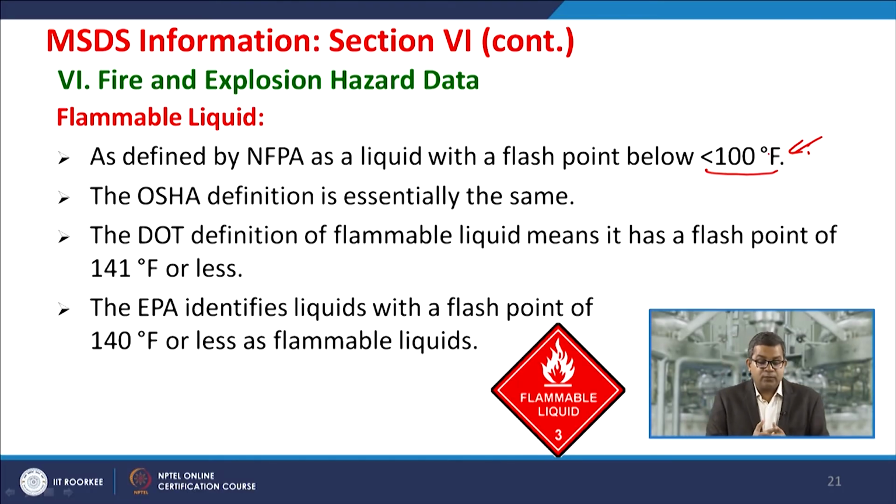The Department of Transportation, because sometimes you need to transport these petroleum products or flammable material from one place to another place, gave their own specification. So the DOT definition of flammable liquid means it has a flash point of 141 Fahrenheit or less. The EPA identifies a liquid with a flash point of 140 Fahrenheit or less as a flammable liquid.